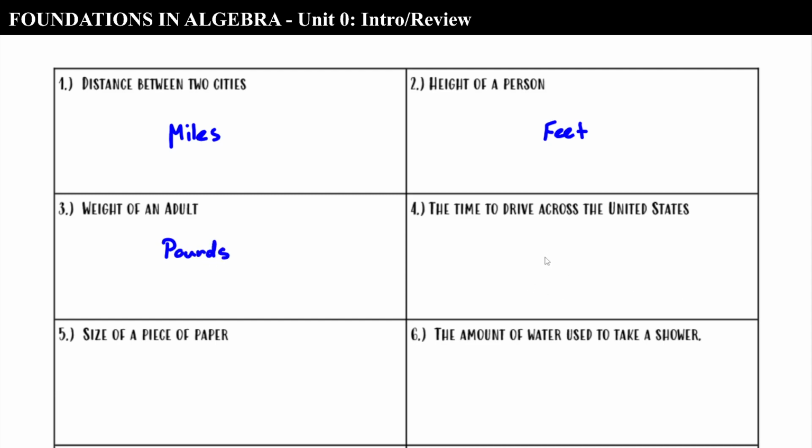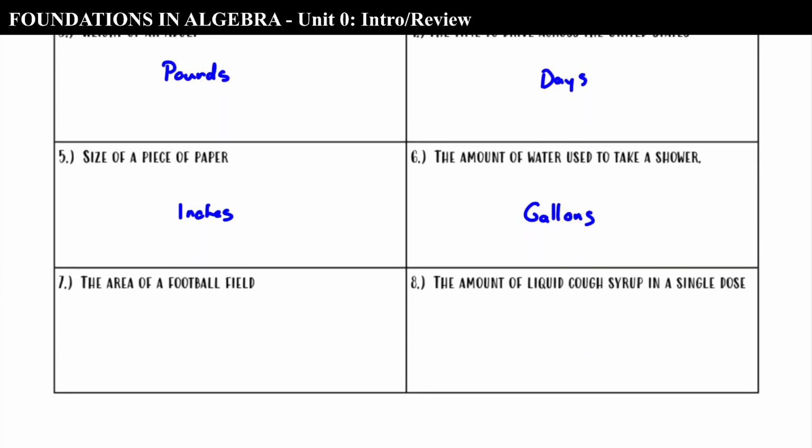For the time to drive across the United States, it does take quite a bit of time to drive across the US, so I would probably measure that in days. It takes about 3 to 4 days to drive across the country. For the size of a piece of paper, we typically say inches. Standard piece of paper is 8.5 by 11 inches. The amount of water used to take a shower, I would say gallons for that. On average, it takes about 9 gallons of water for a typical 10-minute shower.